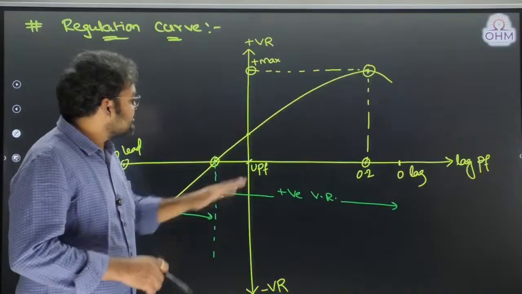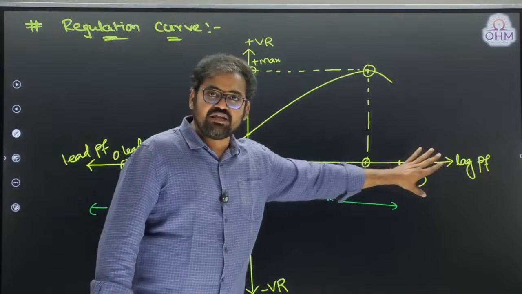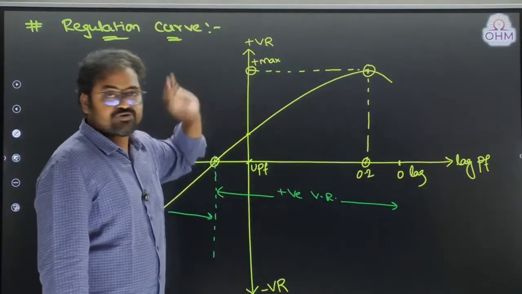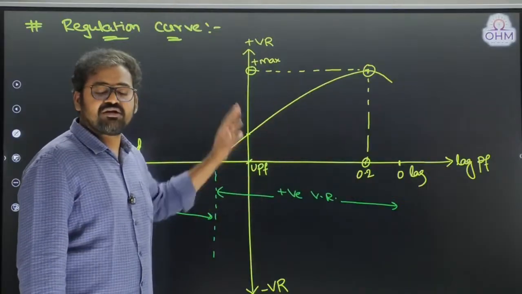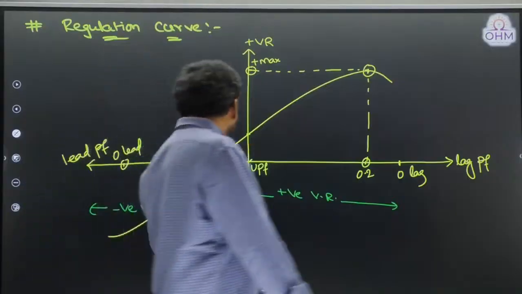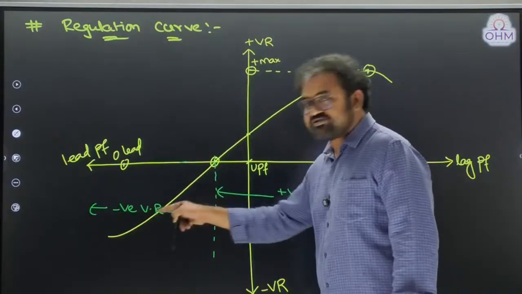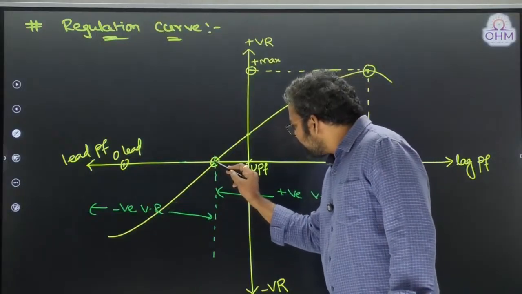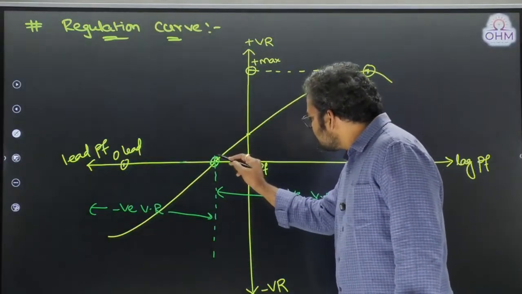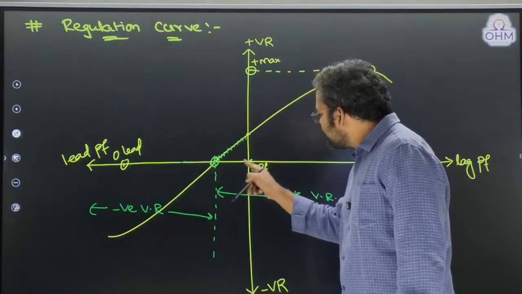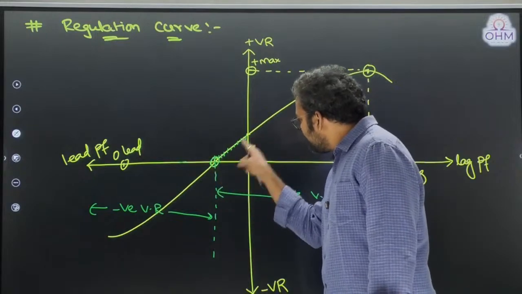Now one more important observation is, you take any lagging power factor, that is right side of the x-axis, voltage regulation is positive. So for all lagging power factors, including unity power factor, voltage regulation is positive. But if you come to the leading side, some of the leading power factors offer negative voltage regulation, and at one leading power factor, 0 voltage regulation is also possible. And at certain leading power factors, this is positive regulation, right? This is positive voltage regulation because, remember, we are still on the leading side. So leading power factor, positive regulation.